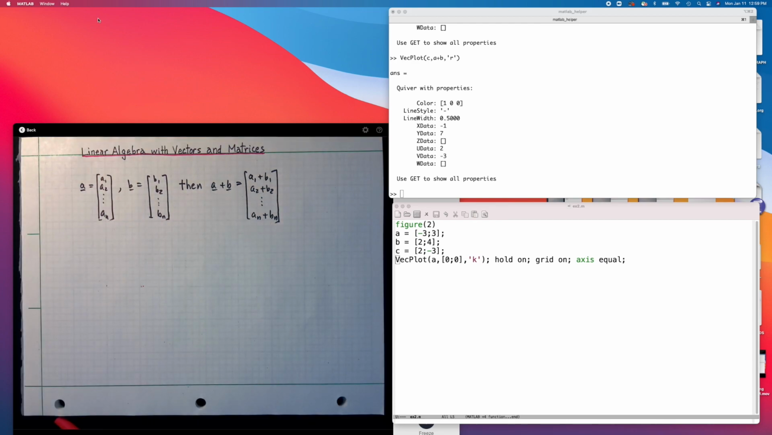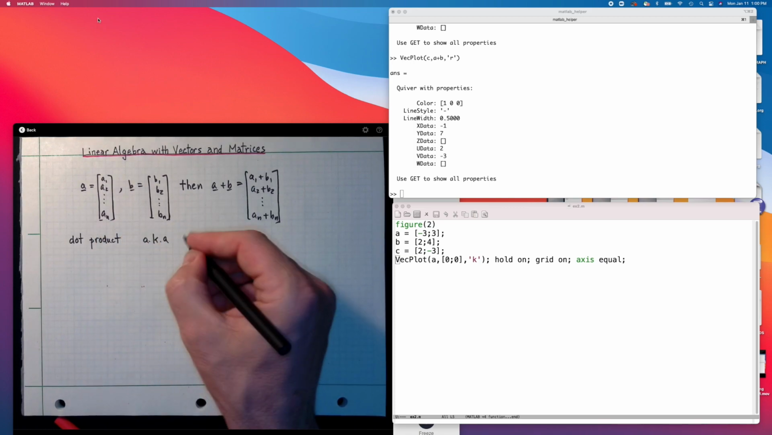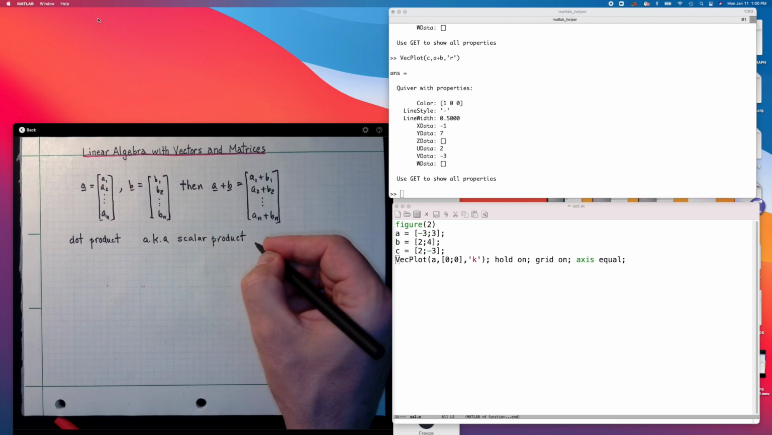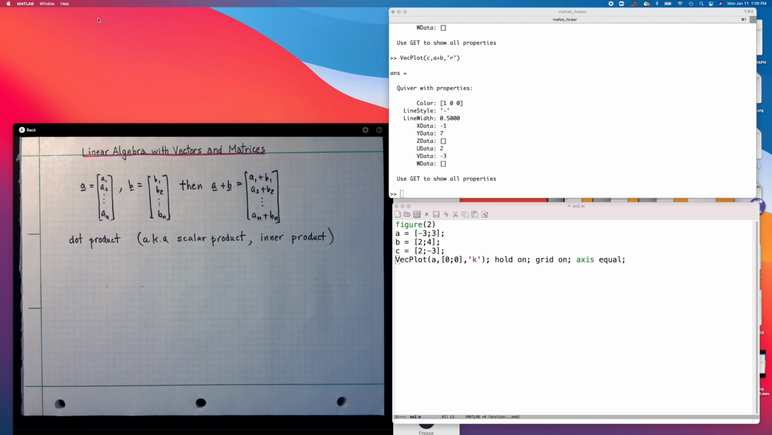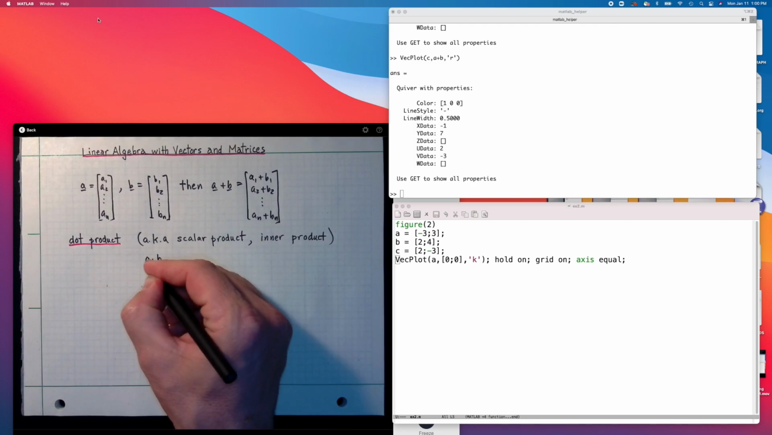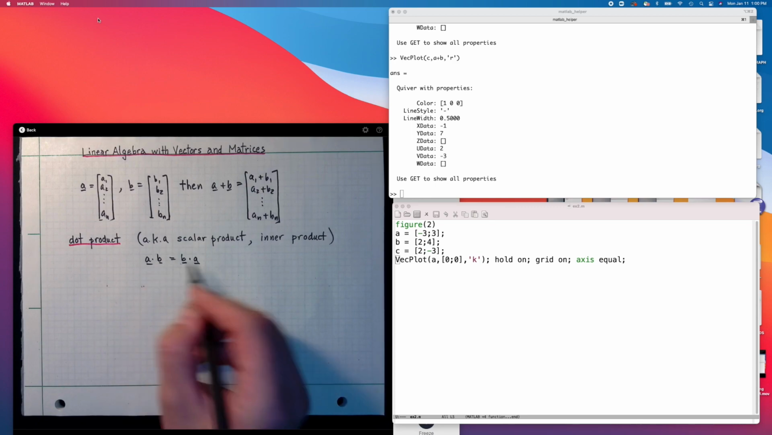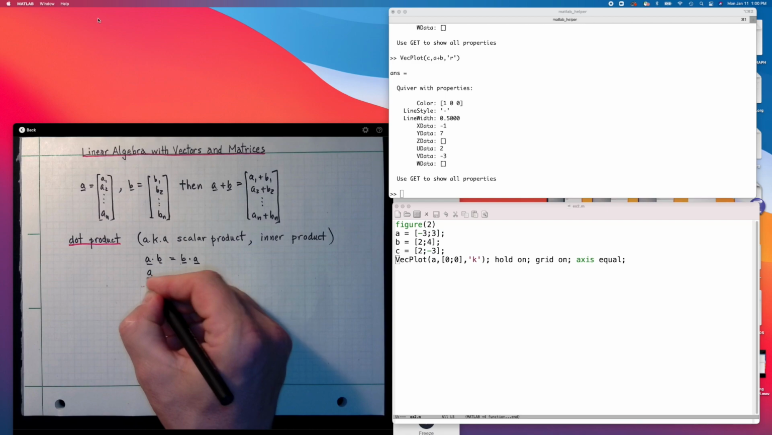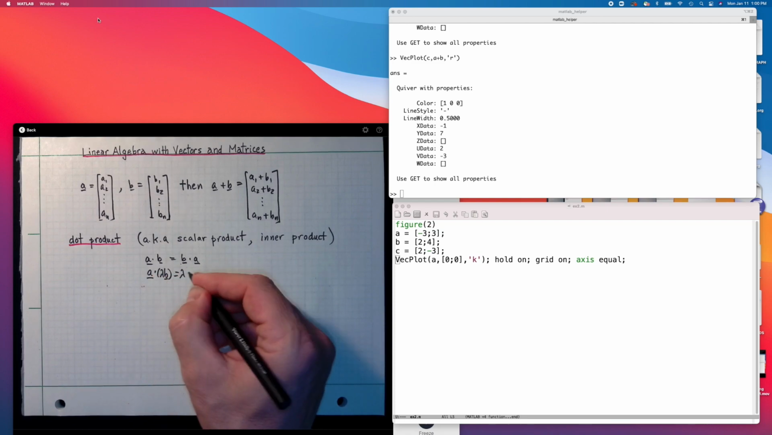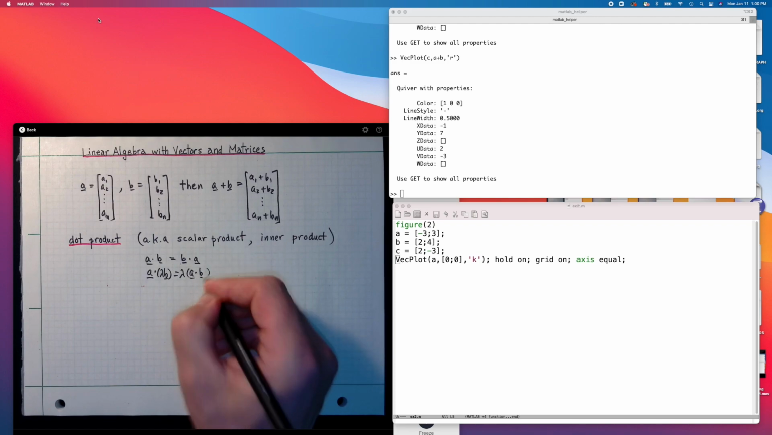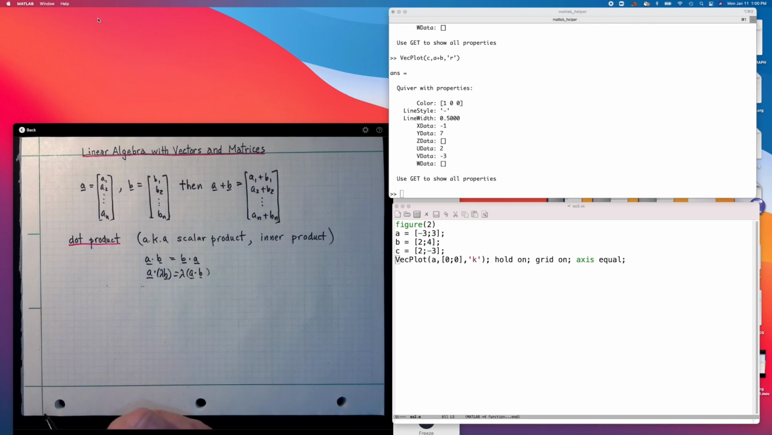Now I want to define the dot product, also known as the scalar product or the inner product. These are all different names for the same thing, as satisfies these properties. So there's a commutative, so it doesn't matter if you do a dot b or b dot a, you get the same answer. A dotted with lambda b is equal to lambda times a dot b. So you can scale b and then dot with a, or you can dot a with b and then scale with lambda. You get the same answer.